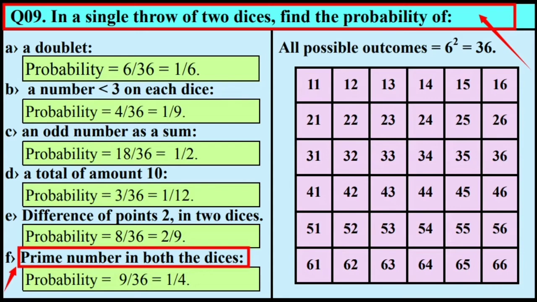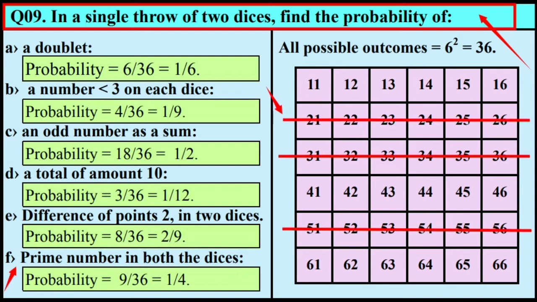Observe row number 2, which says the point obtained in first dice is 2, a prime number. Observe row number 3, which says the point obtained in first dice is 3, a prime number. Observe row number 5, which says the points obtained in first dice is 5, a prime number.